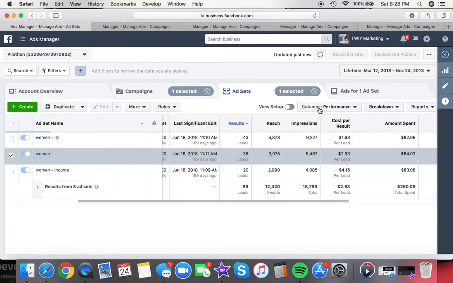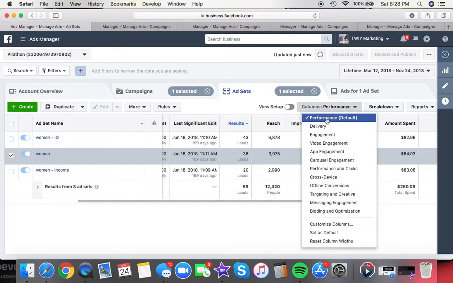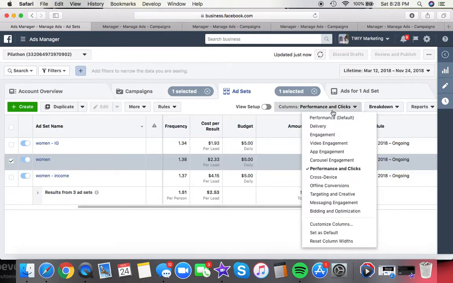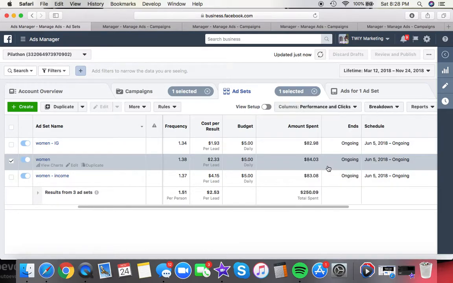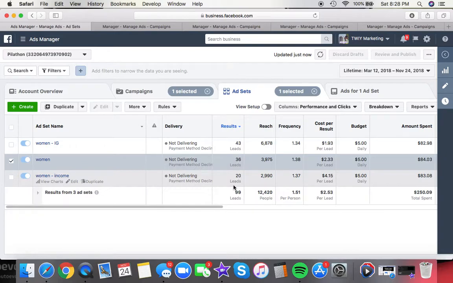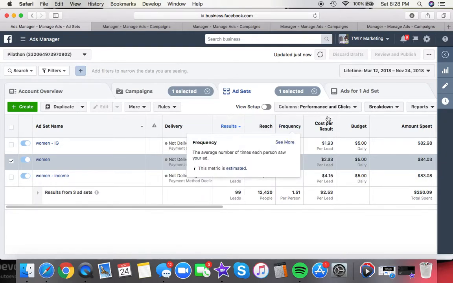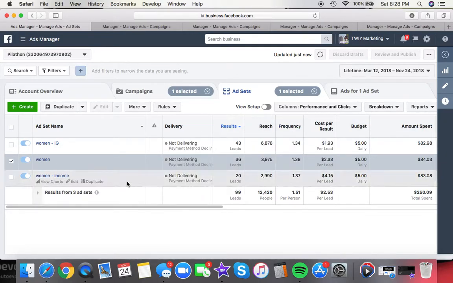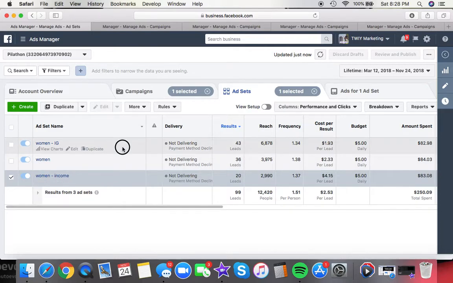Now, I'm looking here at columns. I'm looking at performance, and I also look at performance and clicks. This is how you can adjust the different parameters. The only thing you're going to use in this case is performance and clicks, so make sure you choose performance and clicks. It's going to give you these columns right here. You see this right here? So I'm going to look at this top one first.